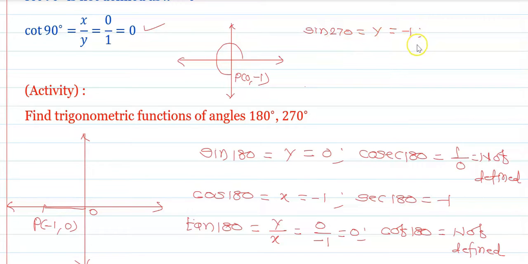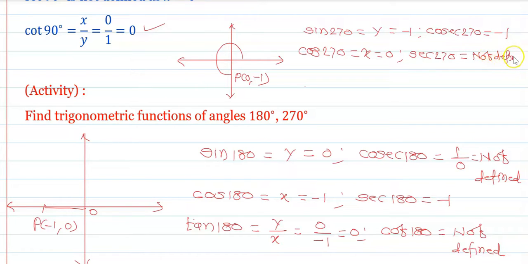And the reciprocal of sine of 270 is cosec. Cosec 270, reciprocal of minus 1 is minus 1. Next, cos of 270. The definition of cos is x. But what about x? X is 0. Now the reciprocal of cos, that is sec. Sec of 270, the reciprocal is 1 upon 0, and it is not defined.